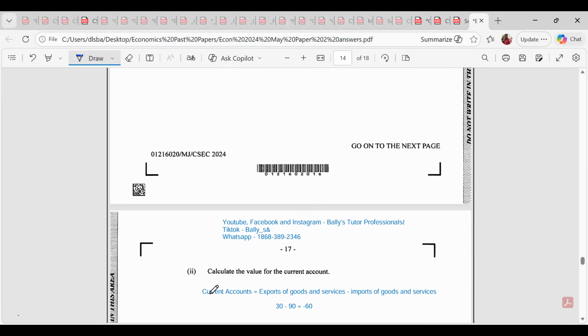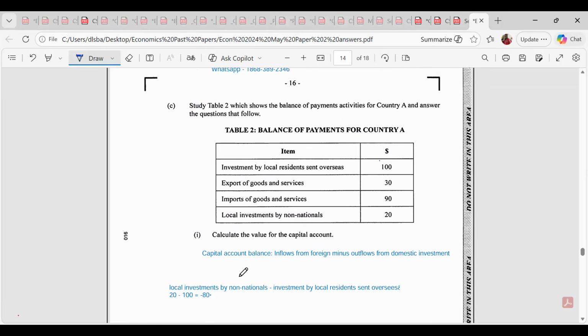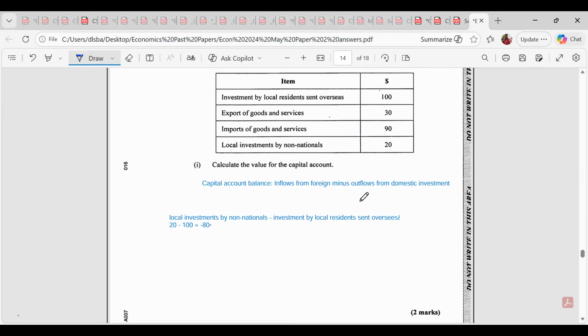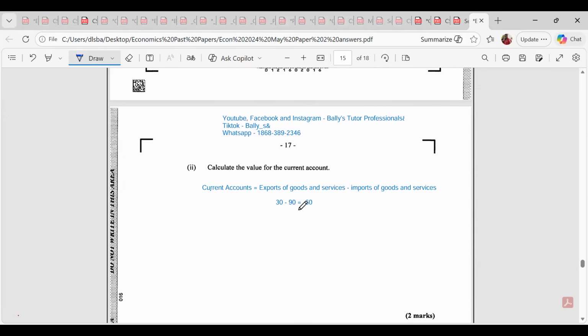Then it asks us to calculate the value of the current account. So that's our exports and imports of the goods and services. So it will be the exports minus imports. The money coming in will be the 30, and the money going out will be the 90, the imports. So it will be 30 take away 90, which is negative 60.